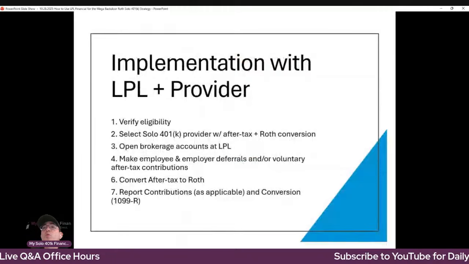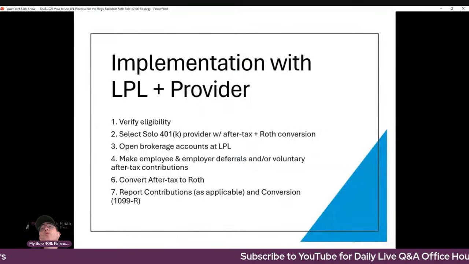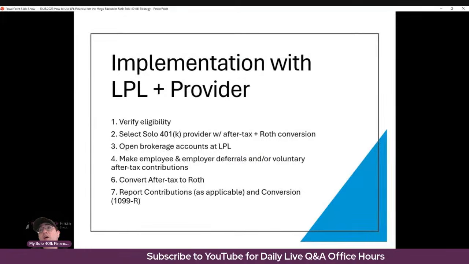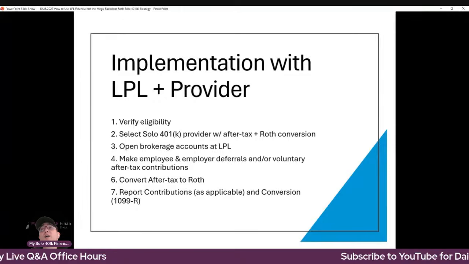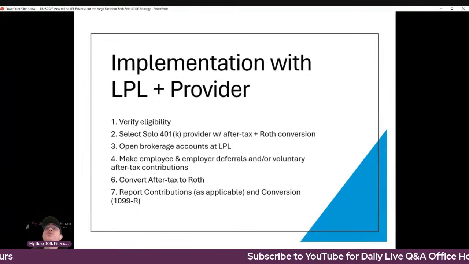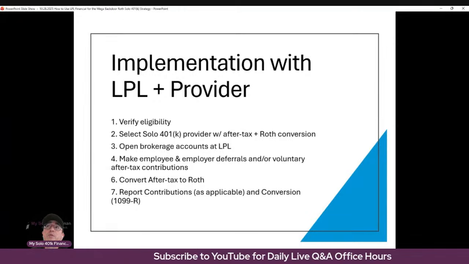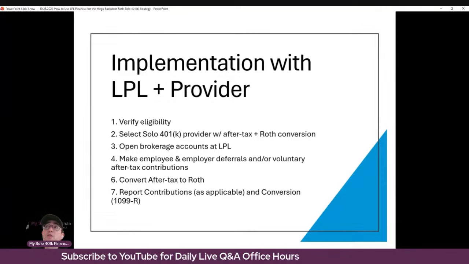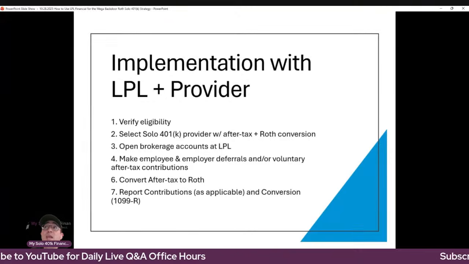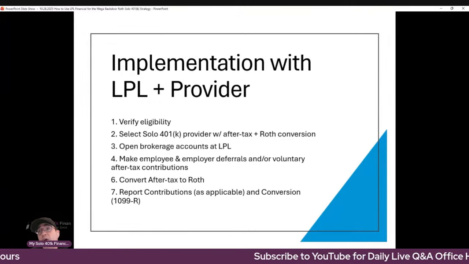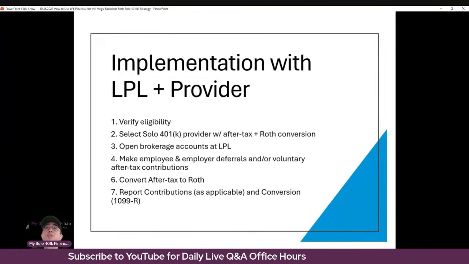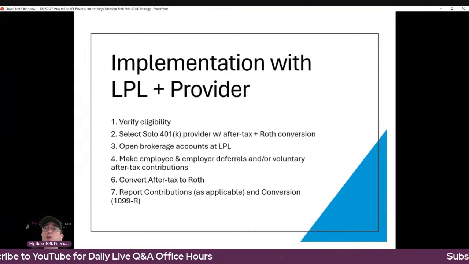So here's a quick walkthrough. Of course, one would want to verify their eligibility, like we talked about when we were laying the foundation, in terms of being self-employed with no full-time W-2 employees. Then step two, choose a provider like my Solo 401k Financial that offers a plan that allows you to make the Mega Backdoor Roth Solo 401k contributions. Then you'll need to have your accounts, which can be at LPL Financial. We've had many clients and their advisors, and we've helped them open up those accounts over at LPL.